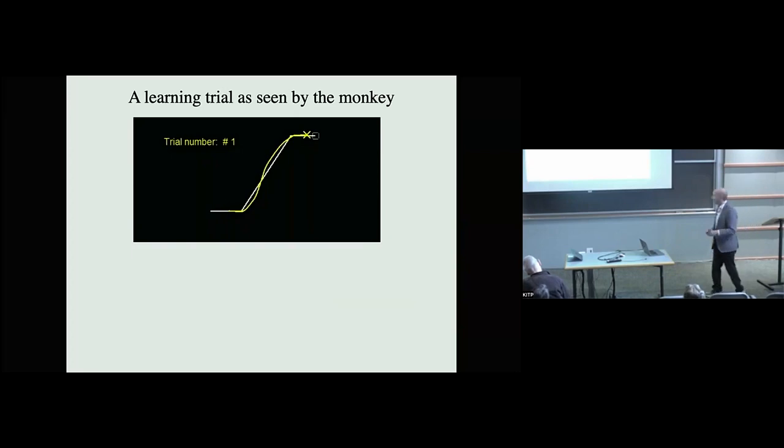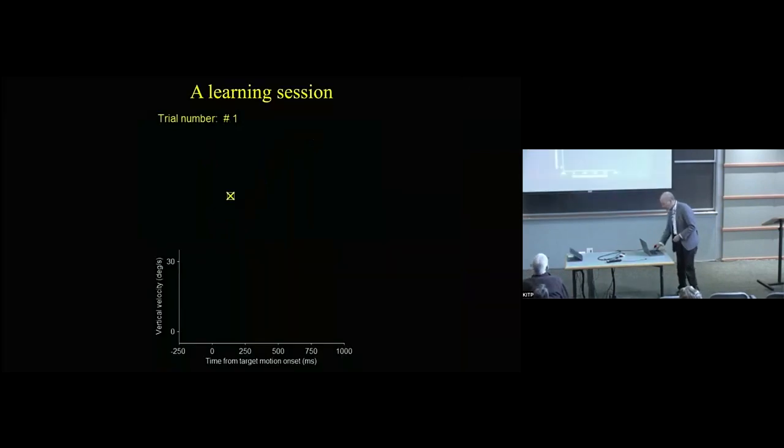And so if we look at a learning session now, where we present the same target repeatedly, you're going to see the same kind of eye movement and target movement up here, and you're going to see me start to accumulate the derivative of eye position, namely eye velocity, in the learning direction, which is the direction he has to learn to make an eye movement down here.